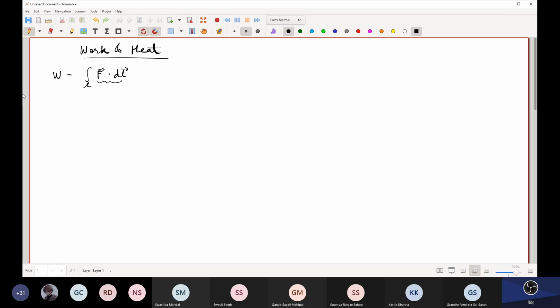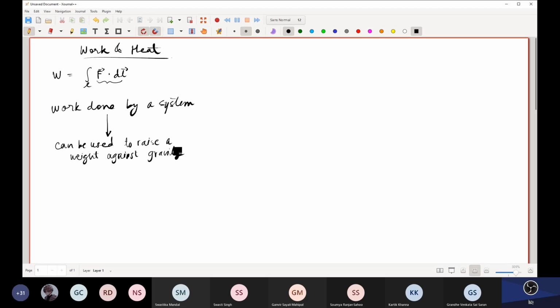So how do we define work? Work is done by a system when the effect of this can be used to raise a weight against gravity. So it can be used to raise a weight against gravity.